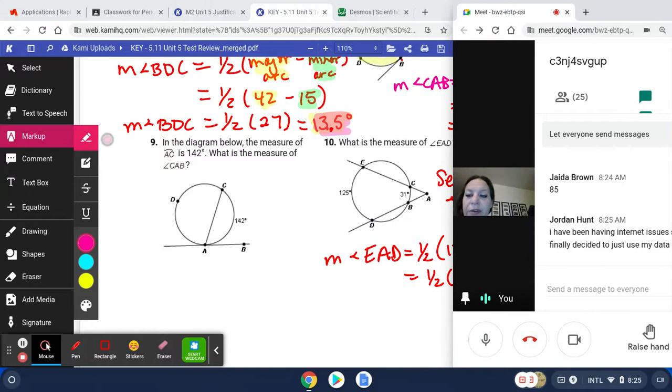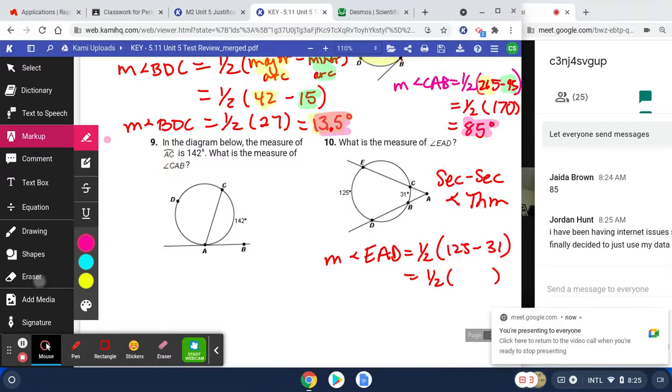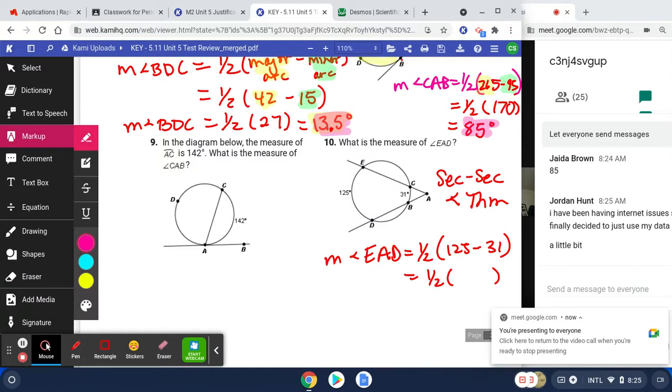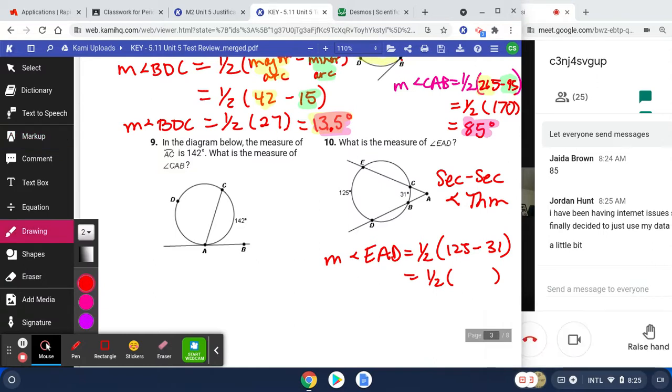Jordan, is it working better with your data? Okay. Jordan, the recording of me doing this right now with your class will get posted right at the end of the period. So you can go back and watch it if you need to.